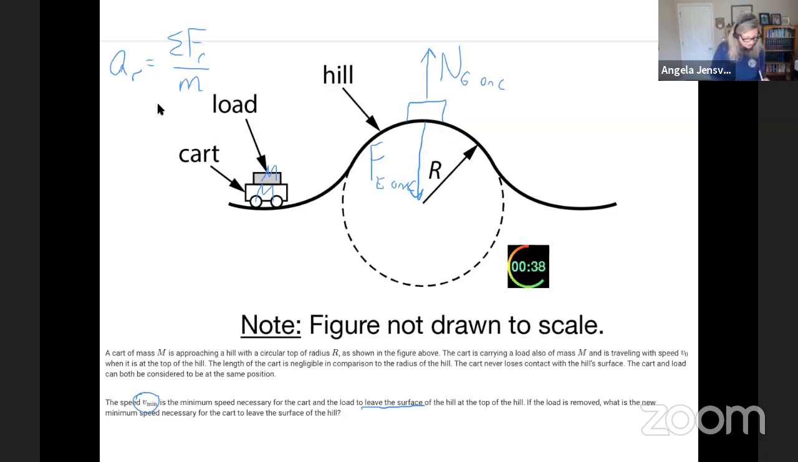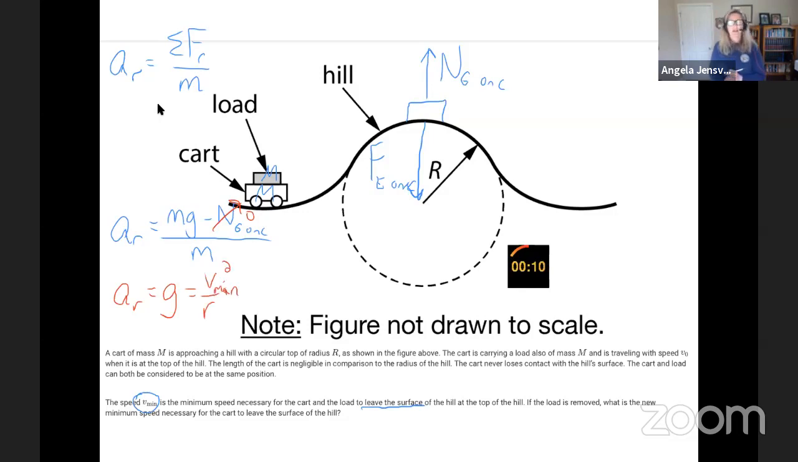So radial acceleration would normally be the force of the earth, which is mg, minus normal of the ground on the cart, over mass. But the thing is, if it leaves the surface, normal is 0. Okay, so you get radial acceleration is just g, right? And that's v squared over r, by the way. This corresponds to the minimum speed. As soon as we plugged in normal as 0, our velocity is the minimum speed. So v min is the square root of rg.